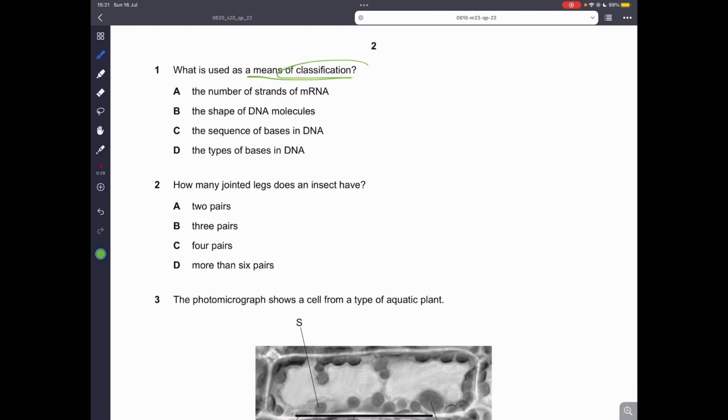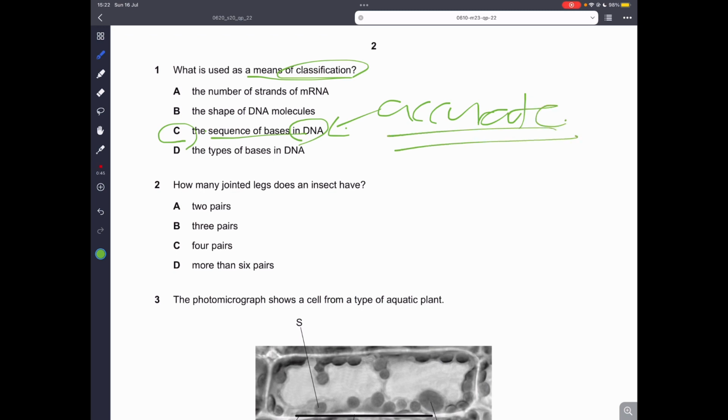What is used as a means of classification? Remember, if you classify things, you typically use the sequence of base in DNA to classify the organisms. So C is the correct answer, and it is also the most accurate way to classify an organism.